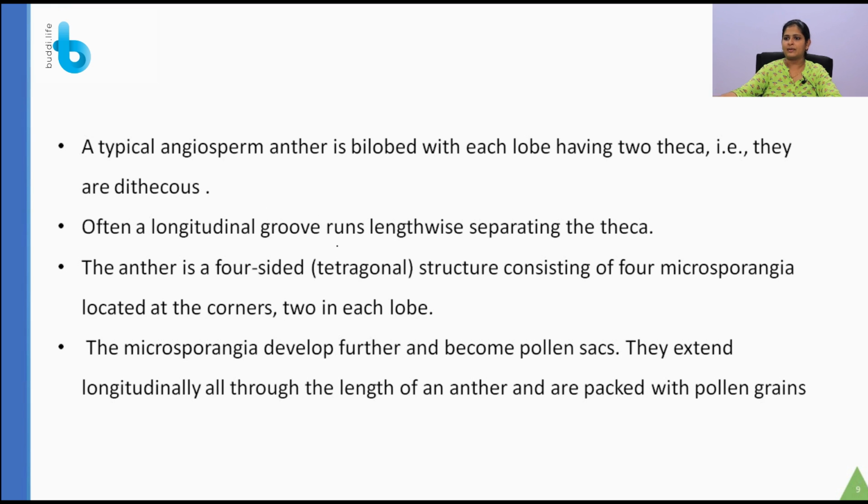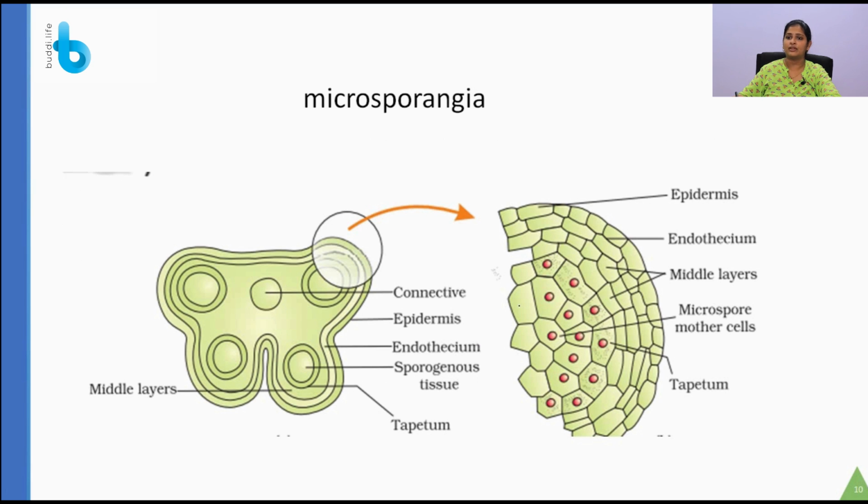An anther typically has a tetragonal structure consisting of four microsporangia located at the corners, 2 in each lobe. These microsporangia further develop to form pollen grains, and after dehiscence of the anther these are released so that fertilization can happen. If you can see, these are the layers of a microsporangium. The microsporangia have something in the middle which is called the connective.